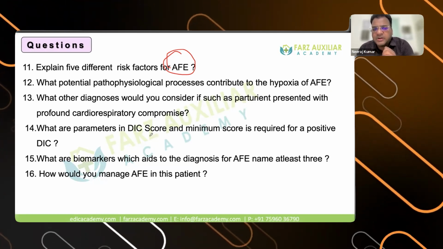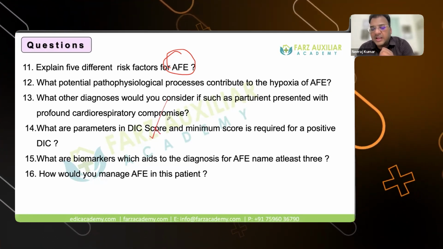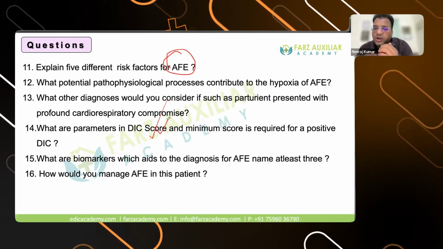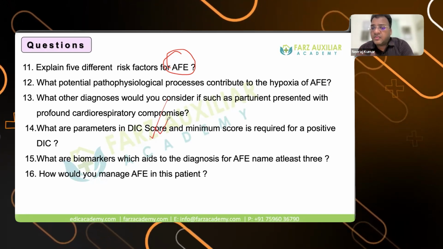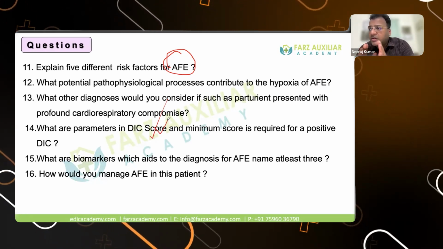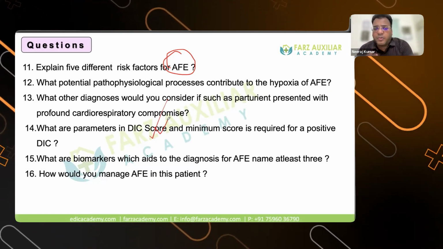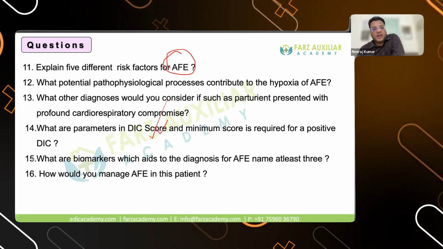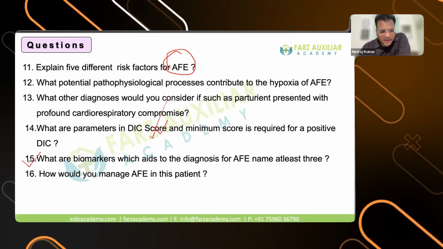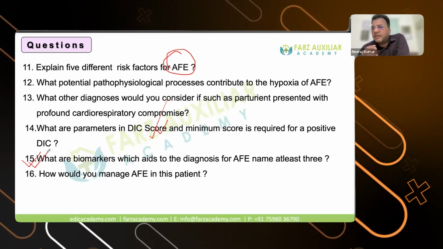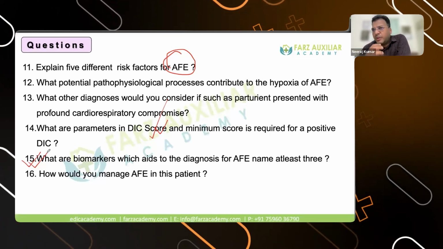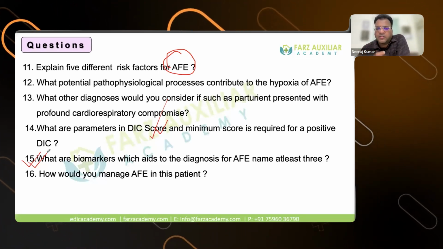And then what are the parameters in the DIC score? I'm more interested in asking about the DIC score, whether you all have an understanding of it or not. And when will you say that it is overt DIC, and when will you say that DIC is positive? And this is again, I think, a tricky question: what are the few biomarkers that have been in the literature for the diagnosis of AFE?